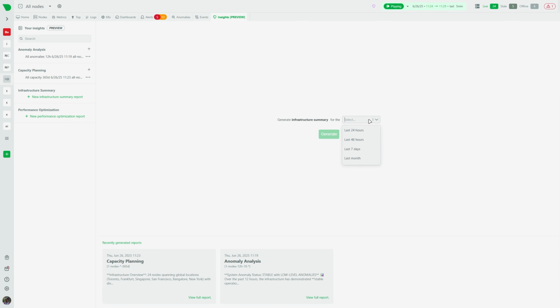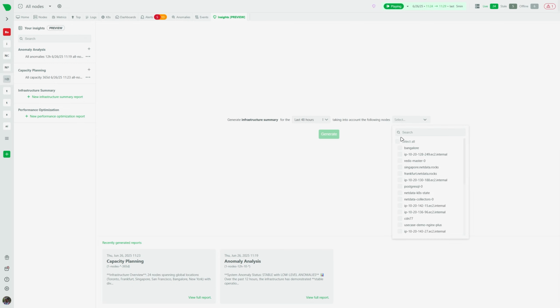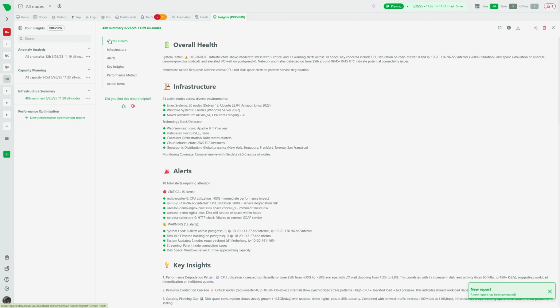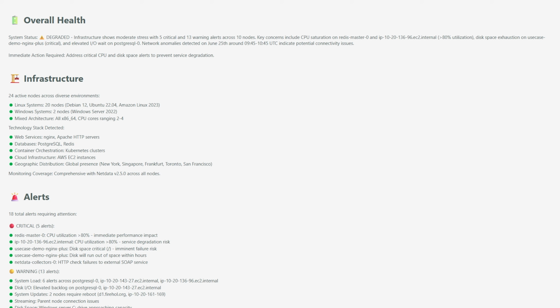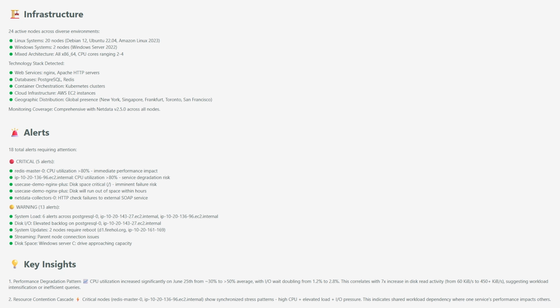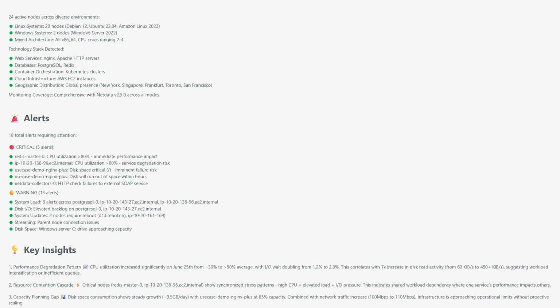Now let's create an infrastructure summary for the last 2 days on all of our nodes to see what is going on. As we can see, the report indicates that our system status is degraded. There is moderate stress, saturation of resources, and some network anomalies. We get a detailed view of our topology and type of infrastructure that we have, a rundown of our alerts.